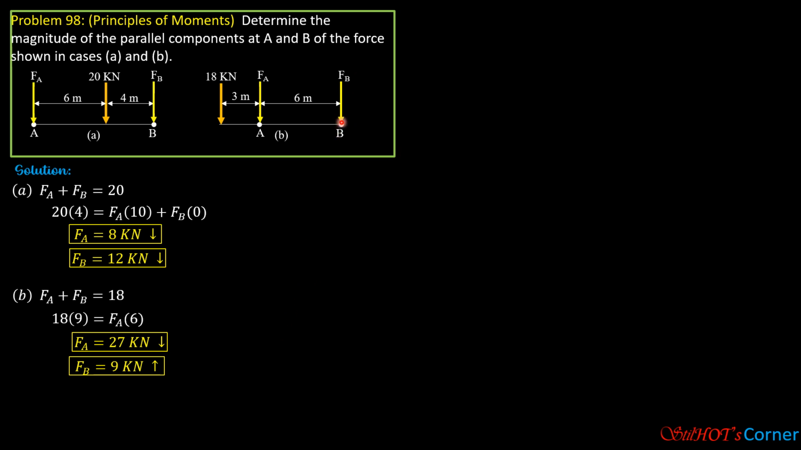The other way of solving for FB is to compute the moment of FB about A, which is upward. So FB times 6, which is counterclockwise, is equal to 18 times 3. So 18 times 3 is 54, divided by 6. So it's really 9, and it is upward.